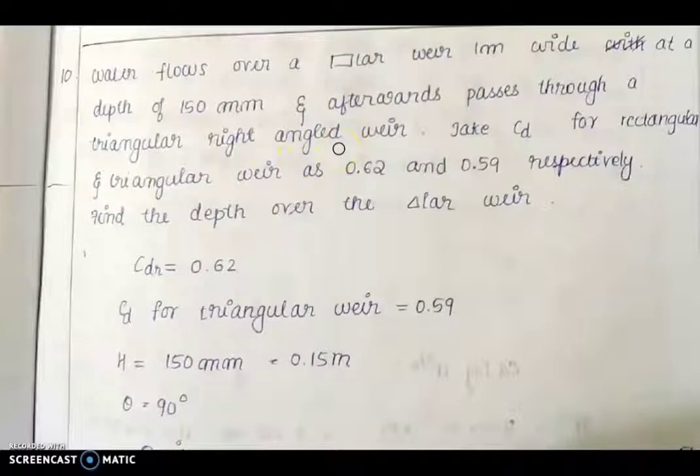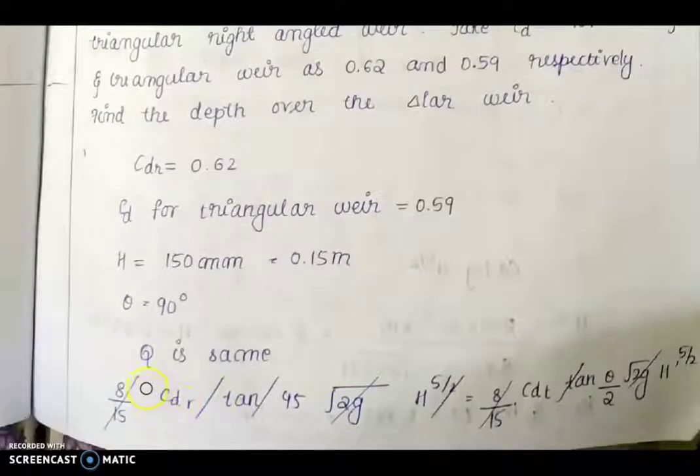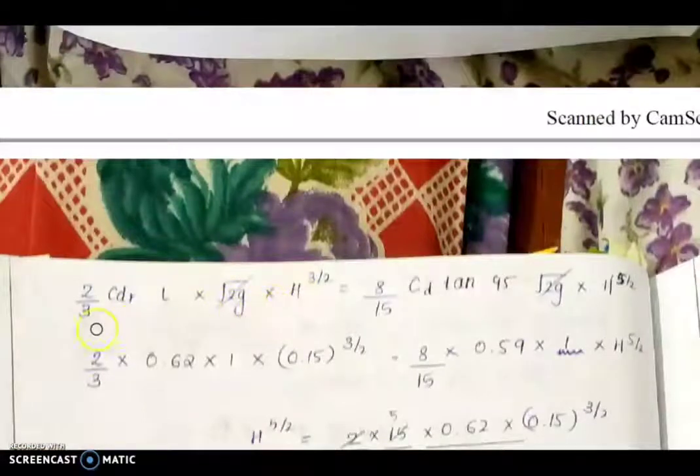So both the weirs should have the same discharge. So Q should be same. So directly we can equate the discharge of the triangular weir to the discharge of the rectangular weir. See here, the discharge of the rectangular weir is equated to the discharge of the triangular weir. So both are equated, and the only unknown here is this H. Okay, so here this L is given as 1 meter, this H is given as 0.15 meters.